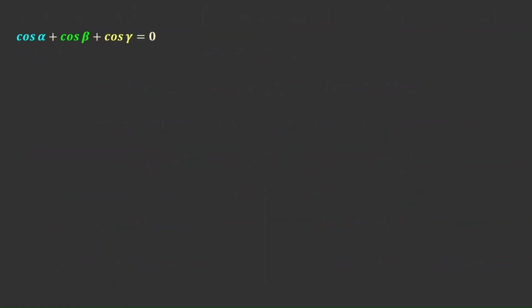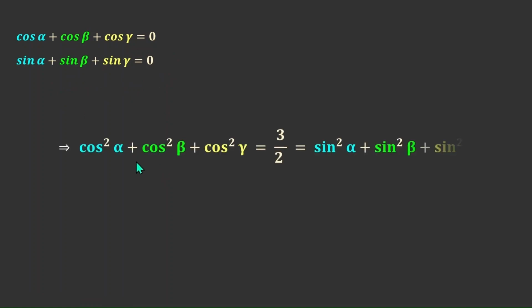So we get from here that cos alpha plus cos beta plus cos gamma is equal to 0, and sin alpha plus sin beta plus sin gamma is equal to 0. And from this, we get that cos square alpha plus cos square beta plus cos square gamma is equal to 3 by 2, which is also equal to sin square alpha plus sin square beta plus sin square gamma. And so this is hence proved.